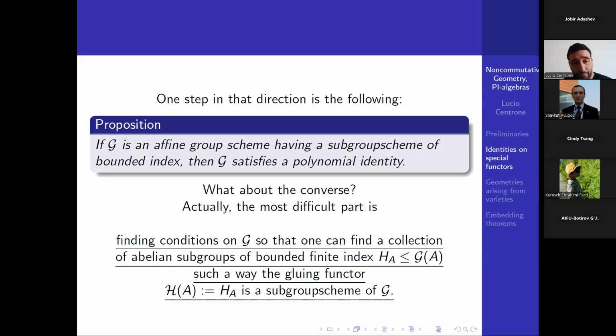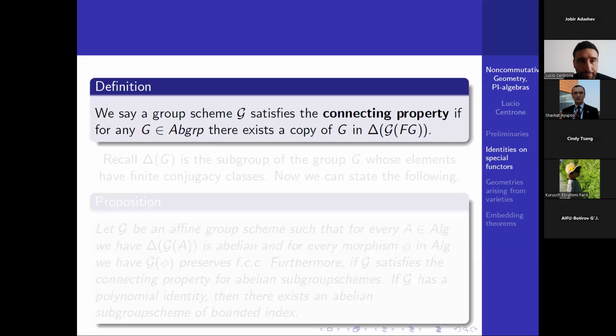Well, the problem is that whenever you have this affine group scheme, you're allowed, in a certain sense, to construct a subgroup scheme of finite index. The problem is how to glue all the bounded finite index subgroups in a natural way. So this is the most difficult part in reversing the proposition above.